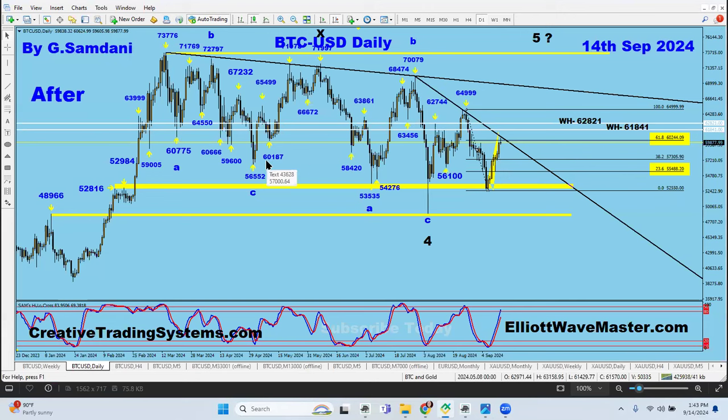Be ready as long as we stay below 60187. Remember, it must stay below. If it goes up, then it can go easily to 61,841 or 62,821, right? But if we stay below this number and start to drop, then we have a chance. We open the door for the 23% line.